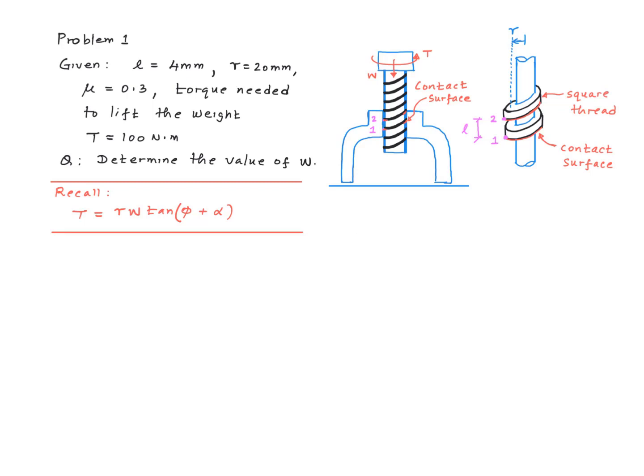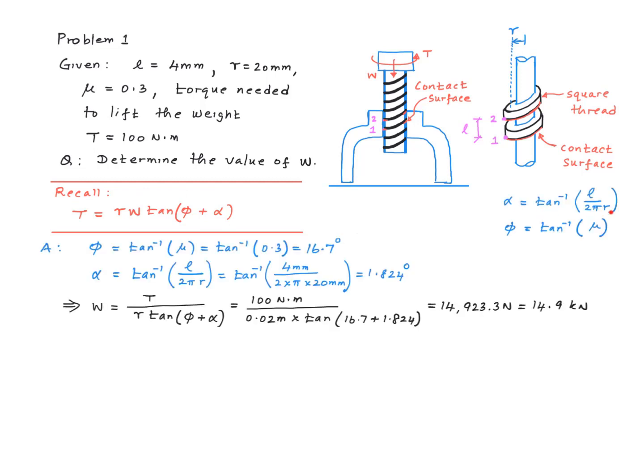The lead is given, the radius to the center line of the thread is given, the coefficient of friction is given, torque needed to lift the weight is given, and we are supposed to find the weight that we are trying to lift here. This is the first case listed on the earlier slide, and the expression for torque is this. For this problem, in this equation, we know everything except the weight W. We just have to find the weight W. I also brought the equation for alpha and phi from the earlier slide.